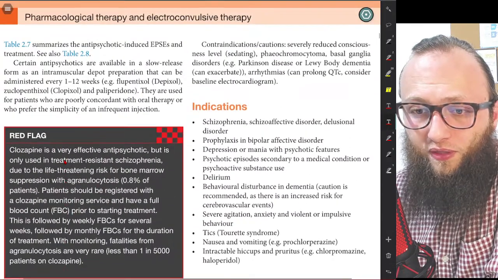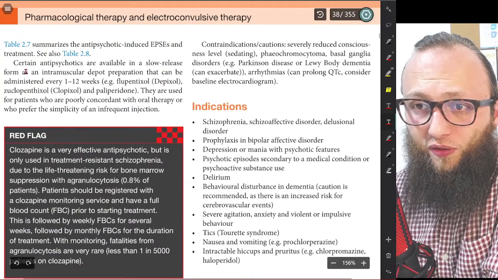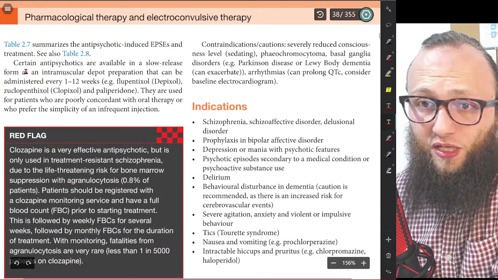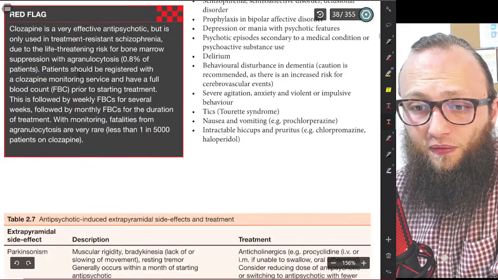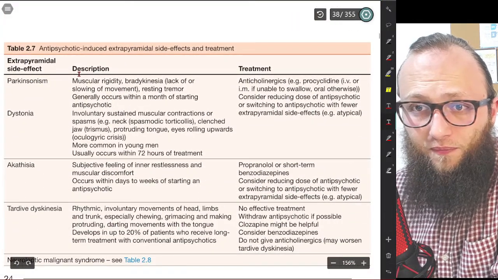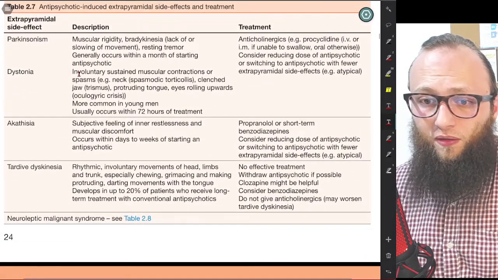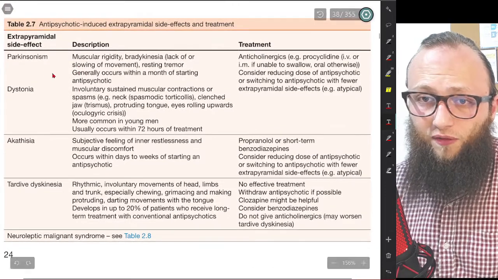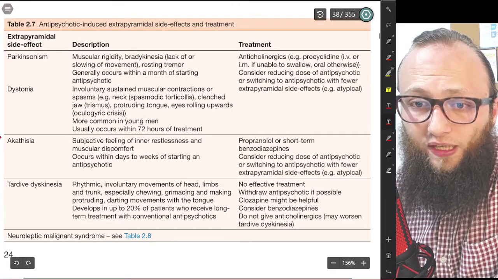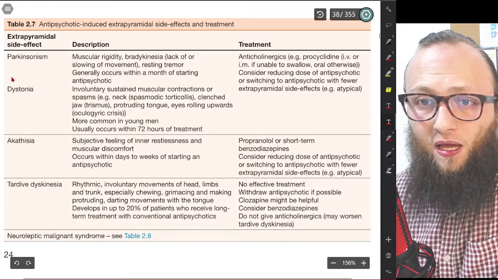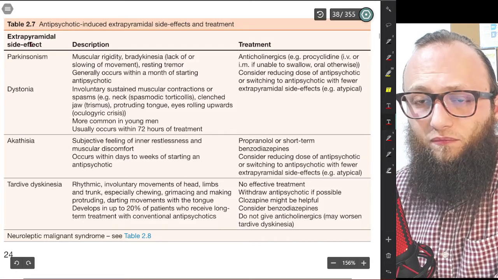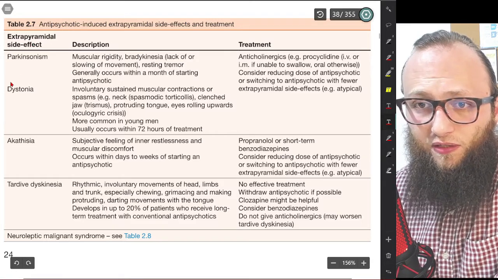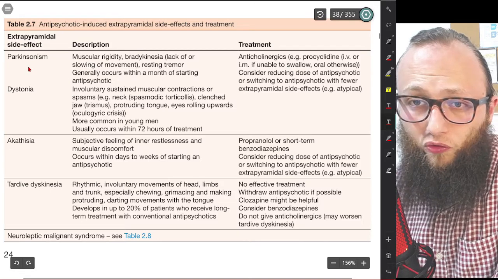Here we have this table that summarizes the antipsychotic-induced extrapyramidal side effects and treatment. So let's get there. Here we have some extrapyramidal side effects like Parkinsonism, dystonia, akathisia, and tardive dyskinesia. Parkinsonism and dystonia, the treatment is the same, but they have different descriptions, of course.